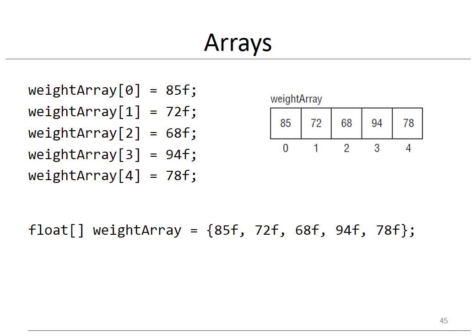Here you can see how the array can be populated with floating point numbers. Note that we add the letter F at the end of each number to indicate that they are floating point numbers. Declaring, initializing, and populating an array can also be done more concisely as illustrated by the final statement.